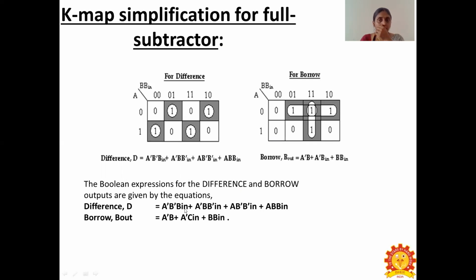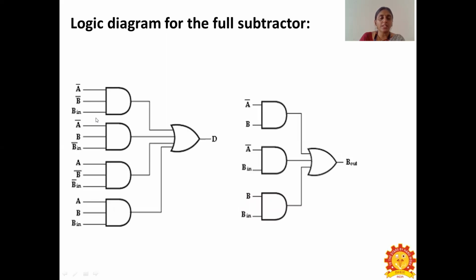So the borrow output simplified expression is given as borrow B out is equal to A dash B plus A dash B in plus B B in. So the Boolean expressions for the difference and the borrow outputs after K-map simplification are given here. And here is the logic diagram for the full subtractor.